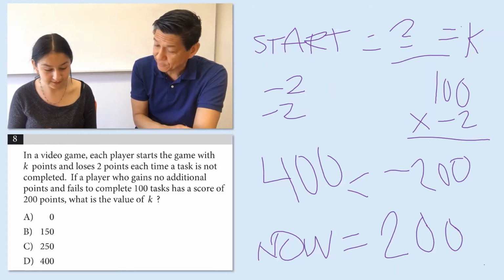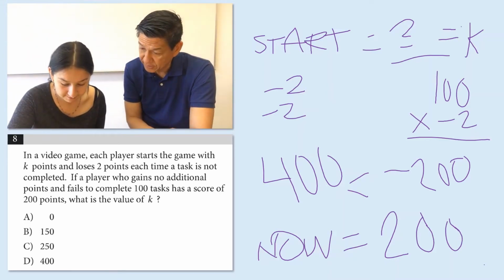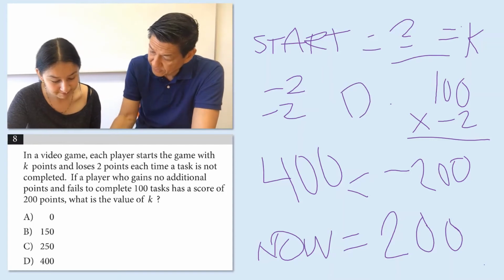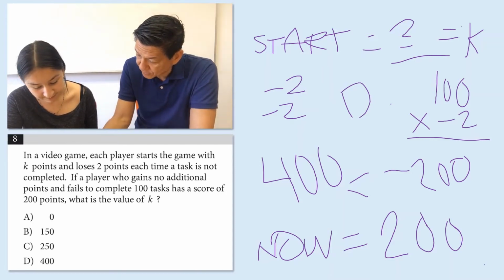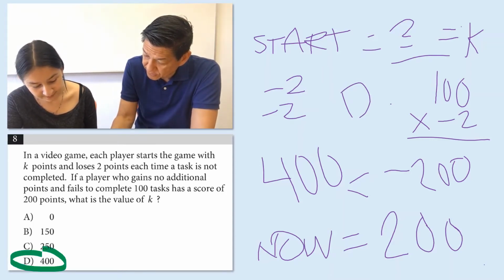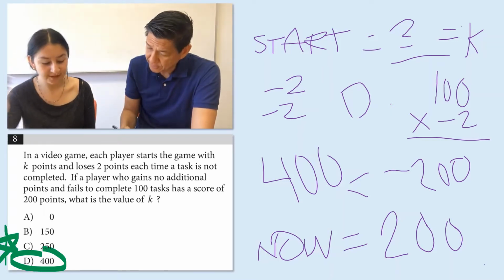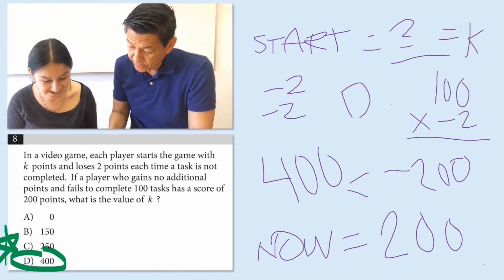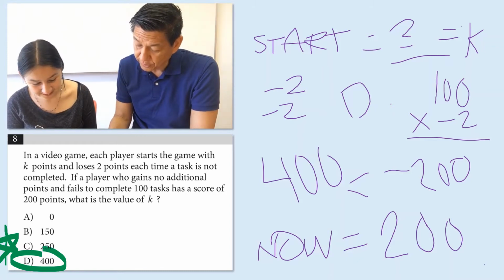Right. And so the answer would be D. D. Right. So I'm going to just circle this so everyone can see it. The answer is D. Does that make sense? Yes, completely, actually. Okay. So I want to show you another way to think about it.